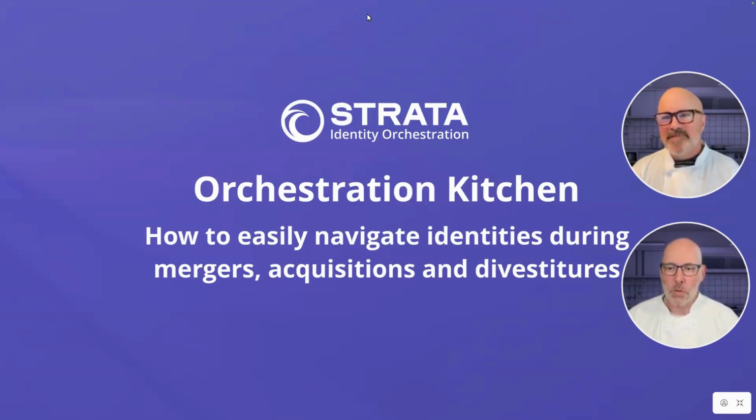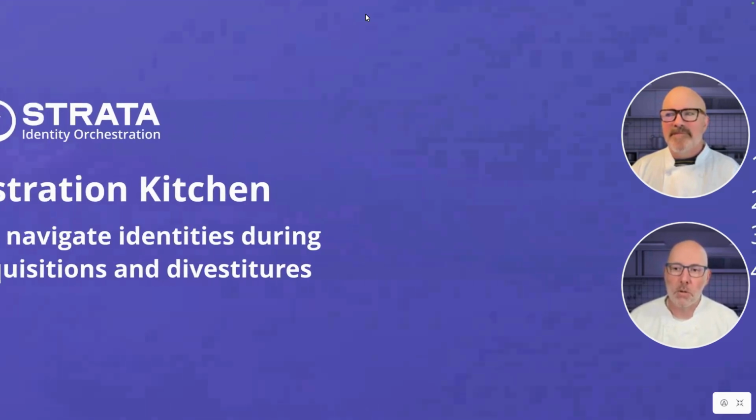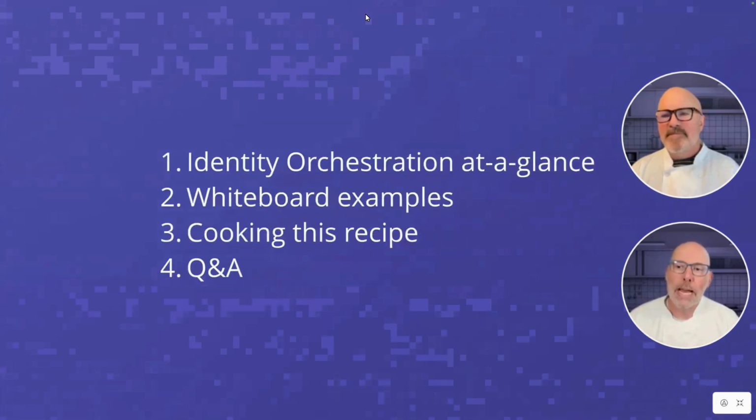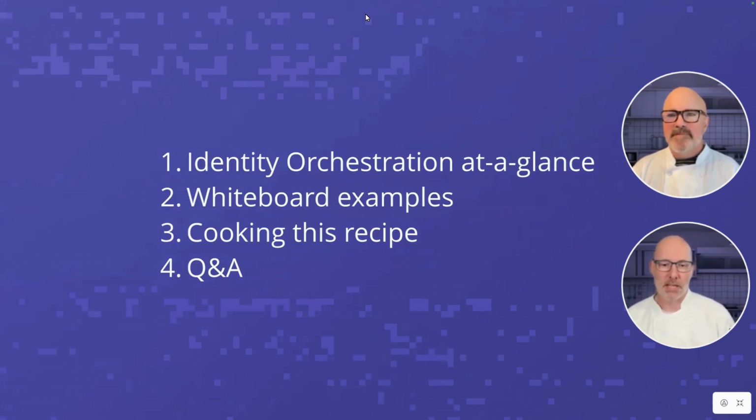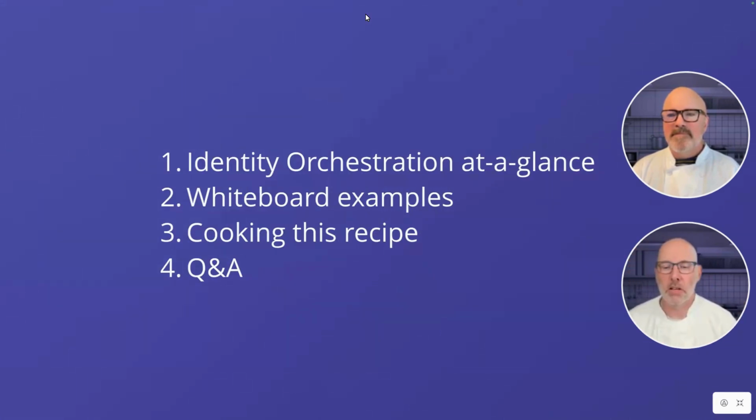Today's format, as we do with most orchestration kitchens, is going to follow a typical flow. We're going to go through a little bit about what identity orchestration is at a glance, because it's important for us to set that baseline understanding of what the technology is that we're talking about as we get into the cooking with this example. And so once we do that, we're going to get into some whiteboard examples. And just like any good cooking show, you want to see what the recipe cards look like and take a look at some of the ingredients that you're going to be working with. And then Chef Terry, you're going to take us actually into the kitchen and we're going to cook live with an example today. Is that right?